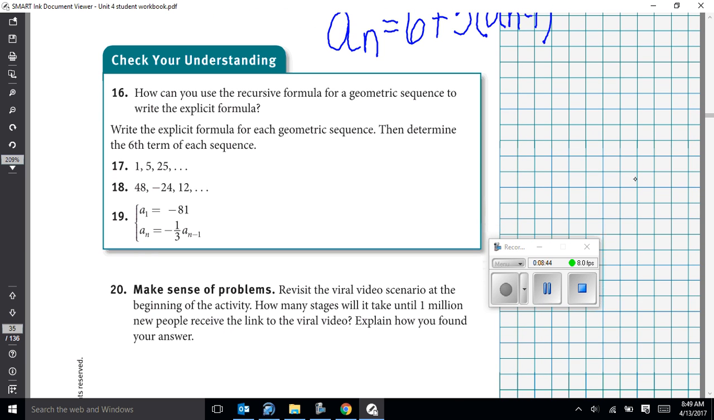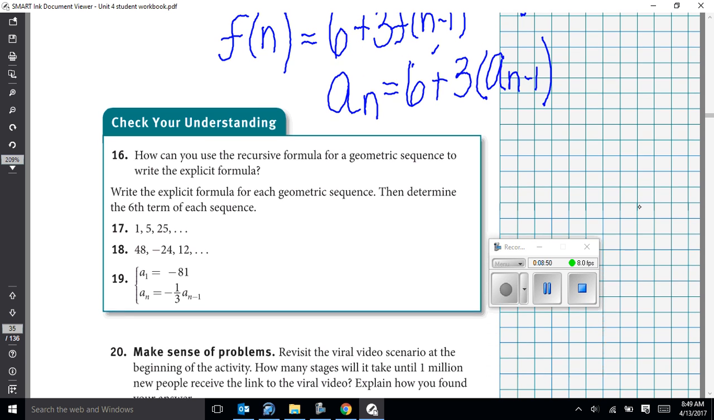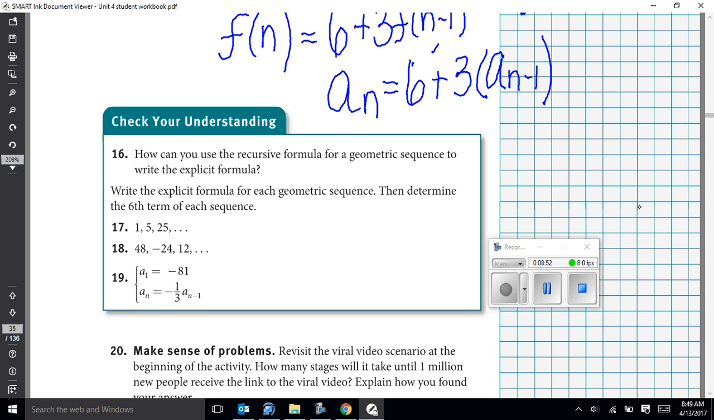Alright, so how can you use the recursive formula for a geometric sequence to write an explicit formula? The recursive formula gives you your first term, and then it shows what you're multiplying each previous term by. And so that allows us then to write the explicit formula.